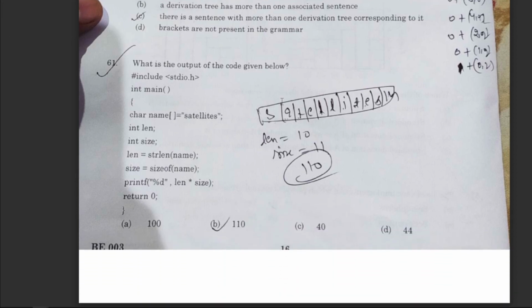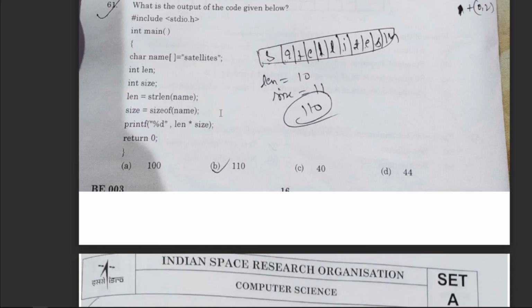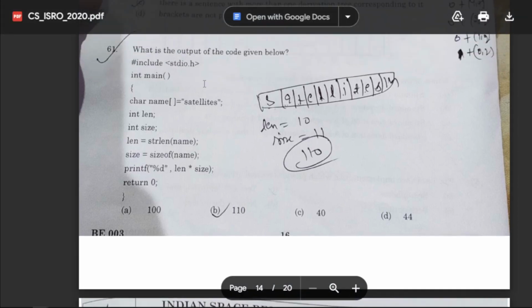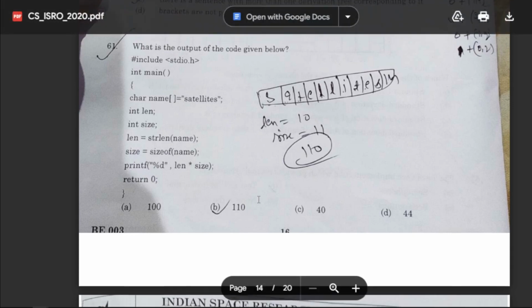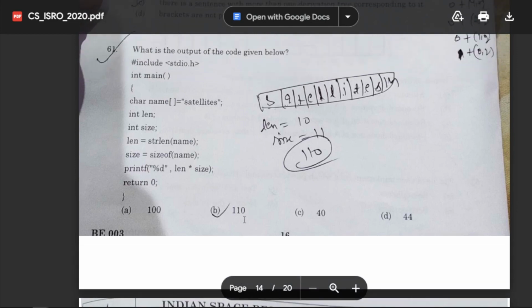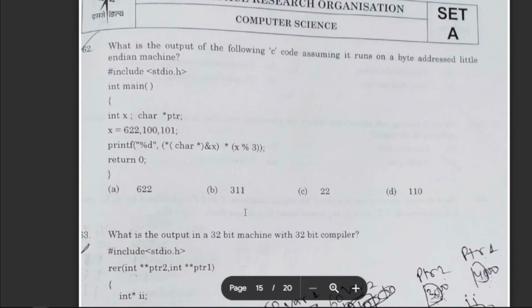61 is: what is the output of the following code? For this, if you solve this program, you will get the answer as B, that is 110. So you can frame the answer like this and you will get the same answer, that is 110. So for 61 our answer will be B, that is 110.